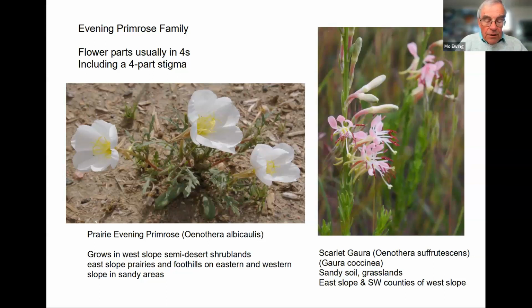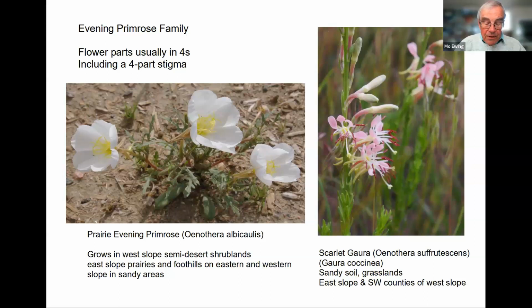And scarlet gaura, Oenothera suffrutescens. Ackerfield calls it Oenothera suffrutescens, and Weber and Wittmann call it Gaura coccinea. So they don't agree even on the genus on this. This guy is common on the dry slopes, outcrops in sandy soil, grasslands, and short grass prairie.